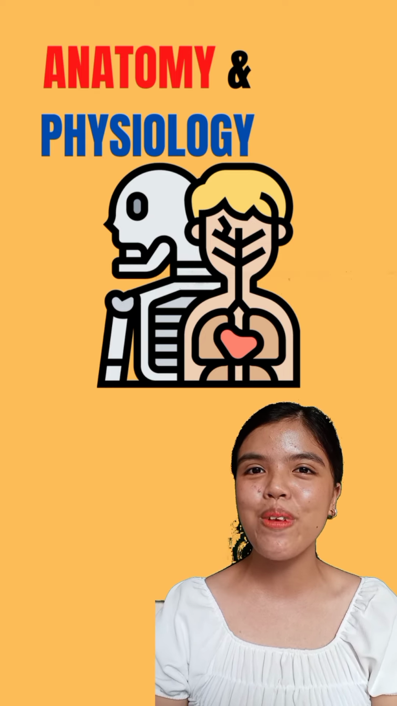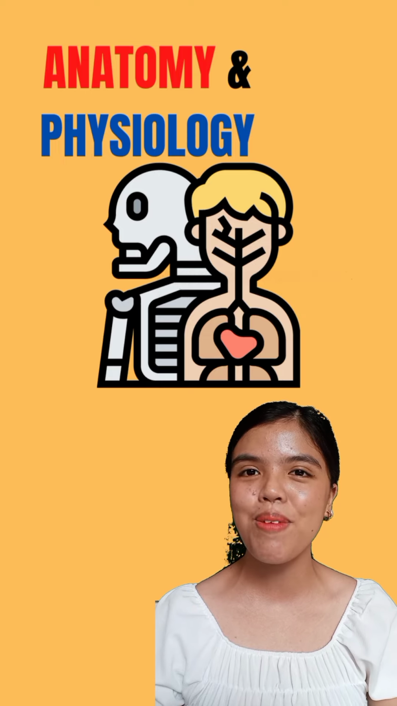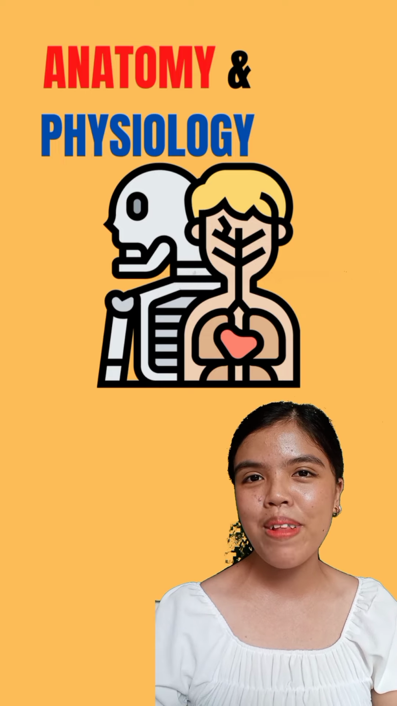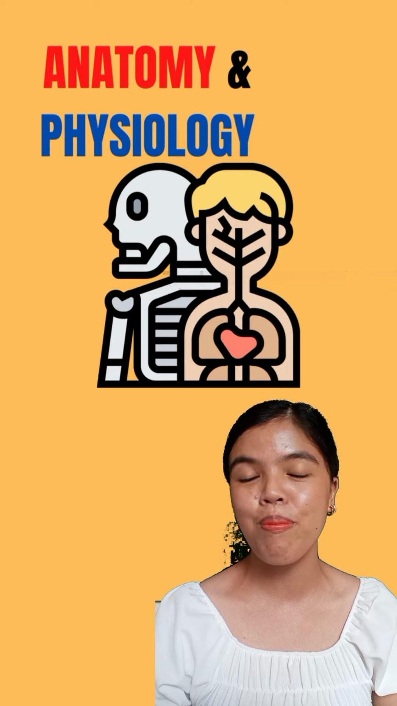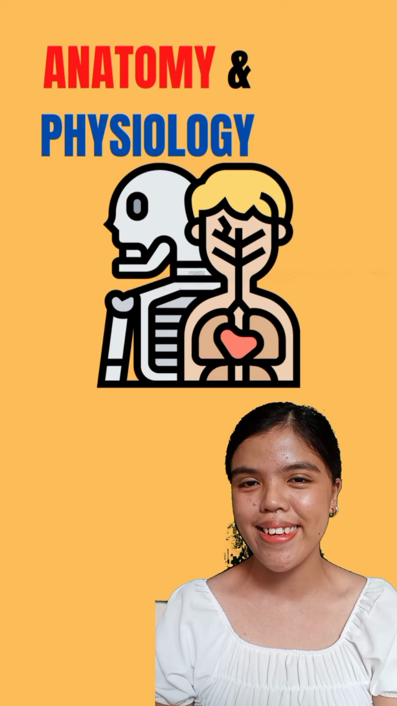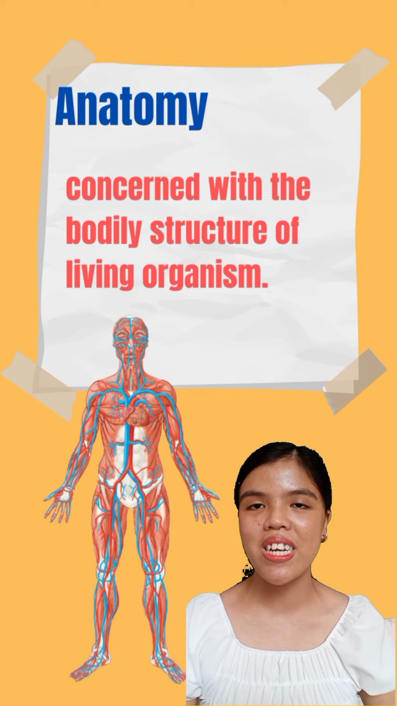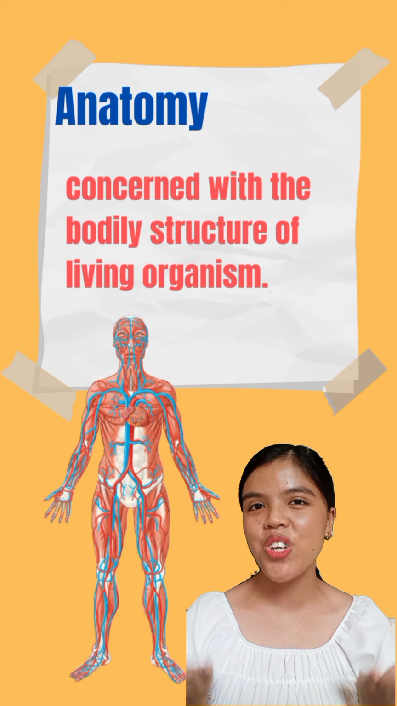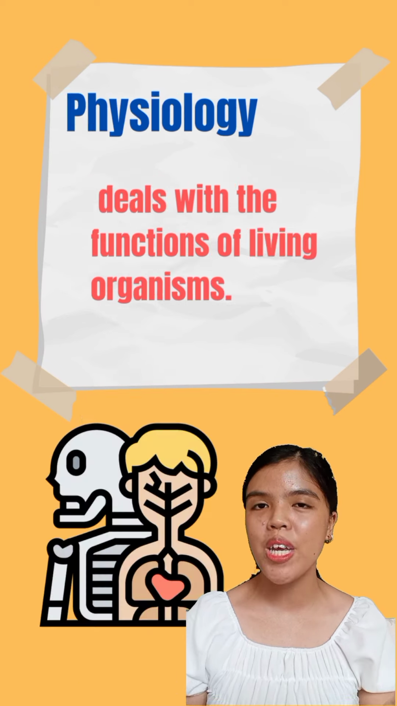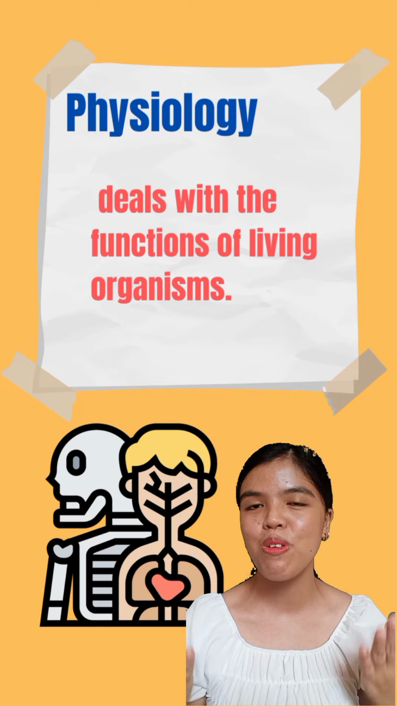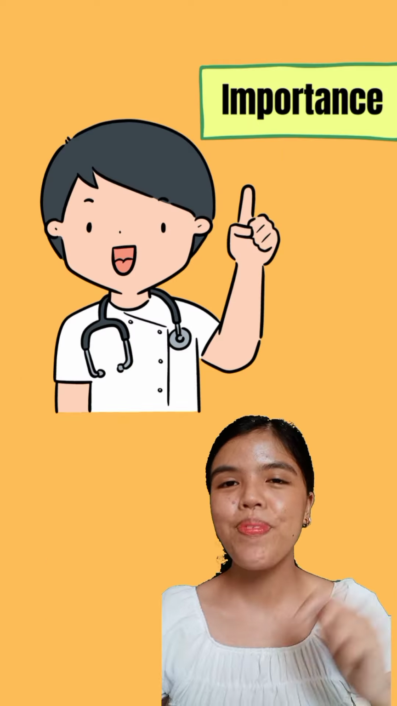In today's video, we will just be having a quick review about anatomy and physiology, at the same time about the integumentary system. So, let's get started. Let's now define what is anatomy and physiology. Anatomy is the study of the structure and relationship of all parts of the body, while physiology is the study of functions of the body parts and as a whole.